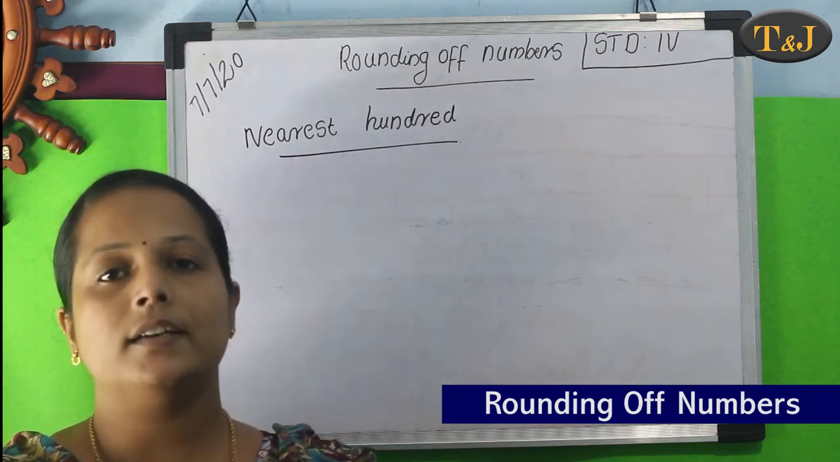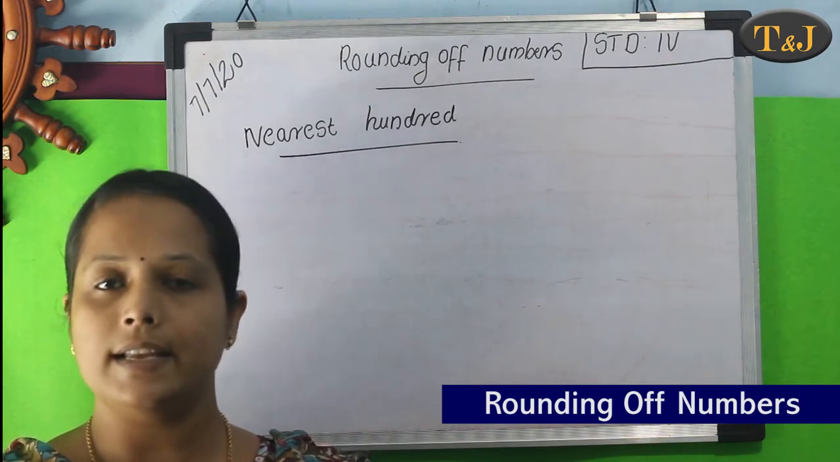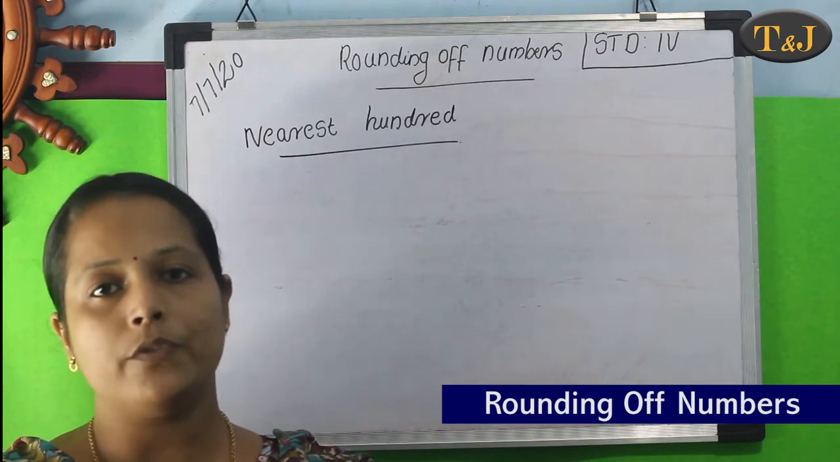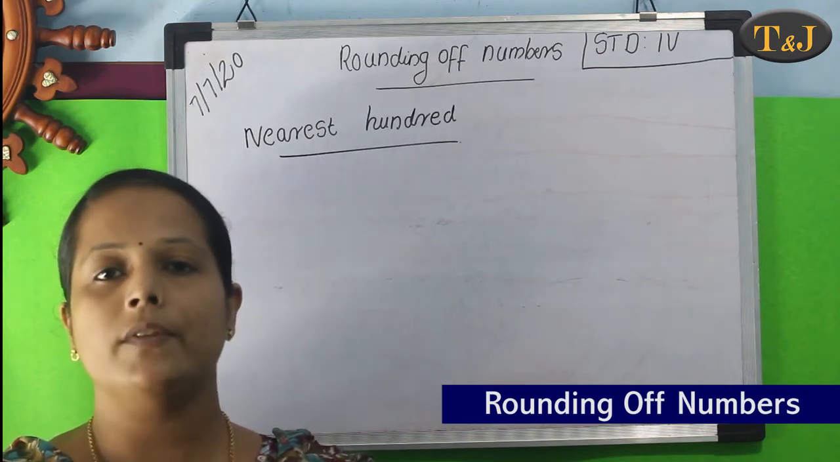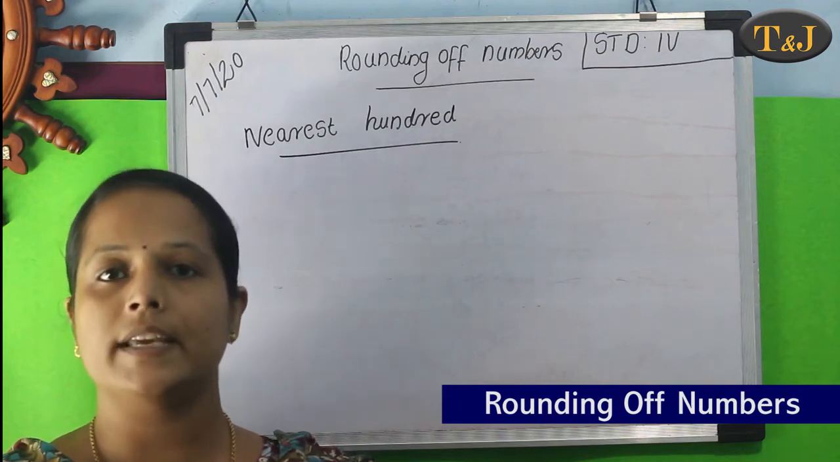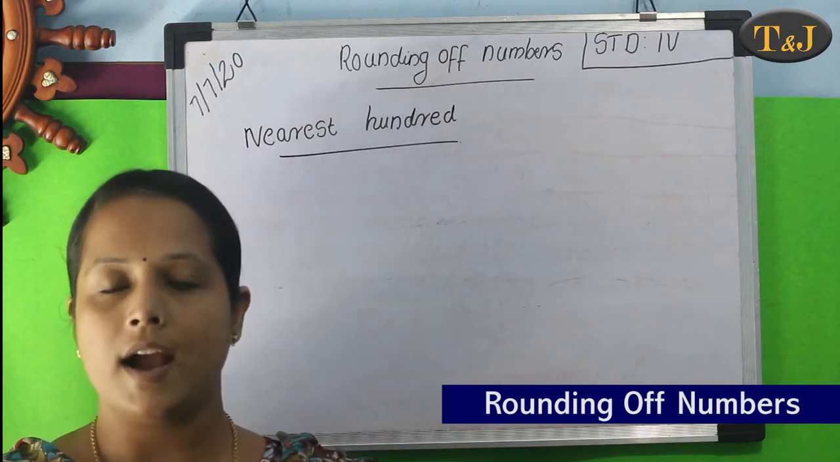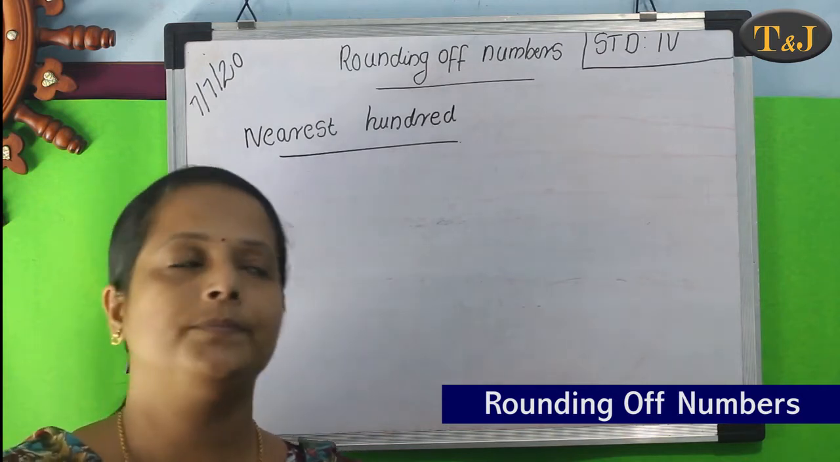In the case of nearest 10, we take the ones place value. If it is less than 5, it is rounded down. Greater than or equal to 5, it is rounded up to the next number. Today we will learn about the topic nearest 100 and nearest 1000. First we take nearest 100. I will explain with the help of some examples.